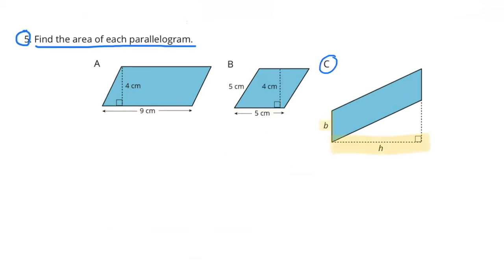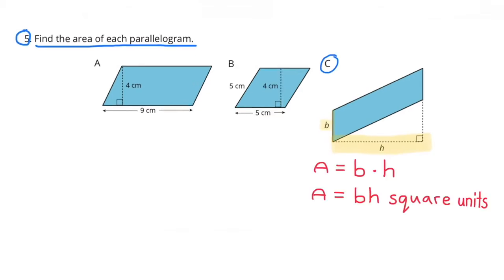C. They've identified the base as B. The height would be at a 90-degree angle compared to B. H is the height and B is the base. Base times height equals the area. The area equals B times H, or BH, square units.